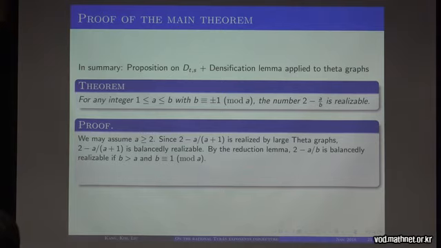So we may assume that a is at least 2. Then (2 minus a) over (a plus 1) is realized by fair graphs. And actually, (2 minus a) over (a plus 1) is balanced realizable because this value is equal to 1 plus 1 over (a plus 1). So they are realized by fair graphs with every path of length L plus a plus 1. So using the densification lemma, we obtain that (2 minus a) over b is balanced realizable when b satisfies this condition.